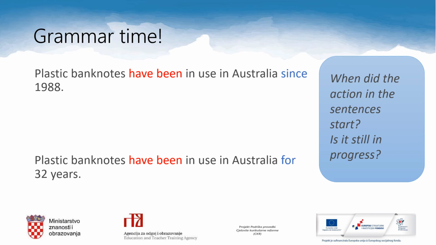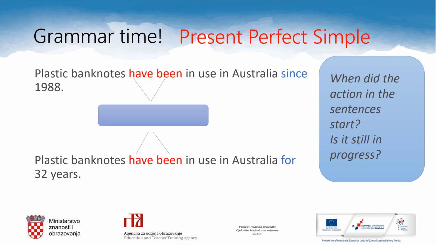Do you remember from your previous lessons the name of the tense we use when we talk about unfinished actions that started in the past and still continue? We call this tense present perfect simple. And how do we form this tense? We use have or has depending on the subject of the sentence, and we use past participle of the main verb. Here in these sentences, main verb is the verb to be, and past participle of the verb to be is been.